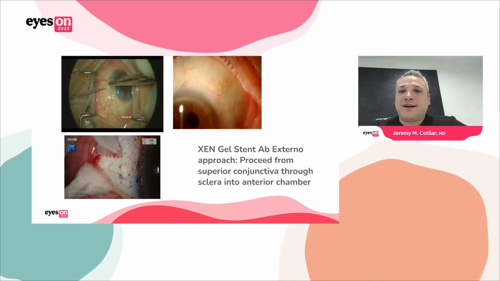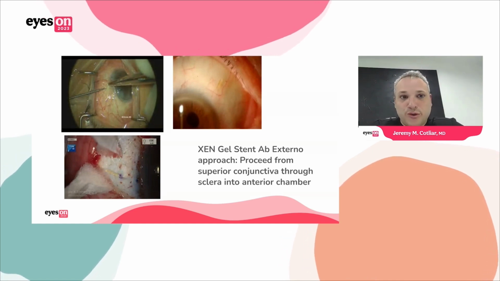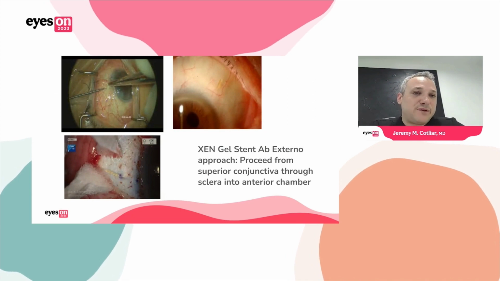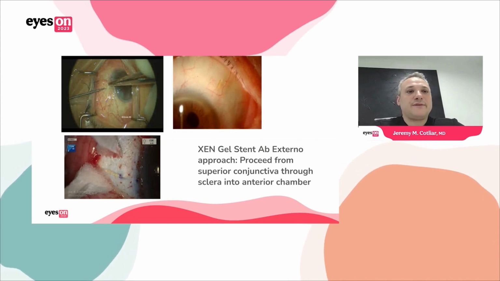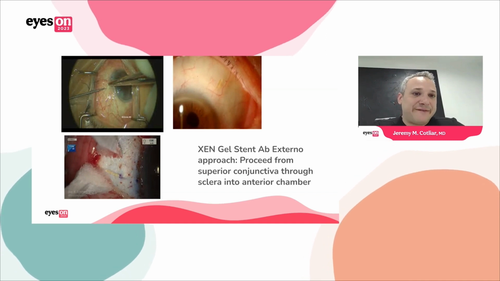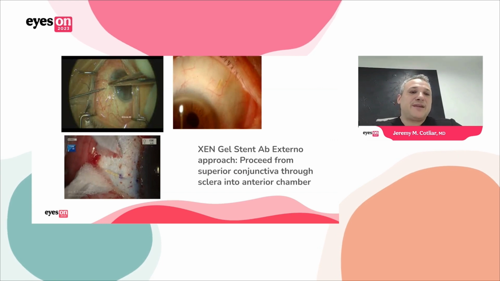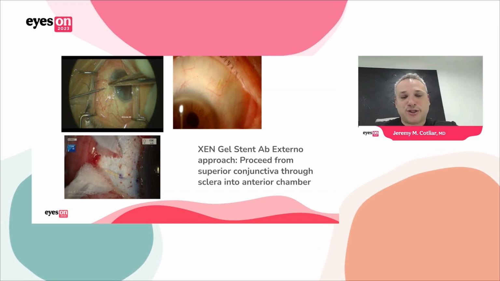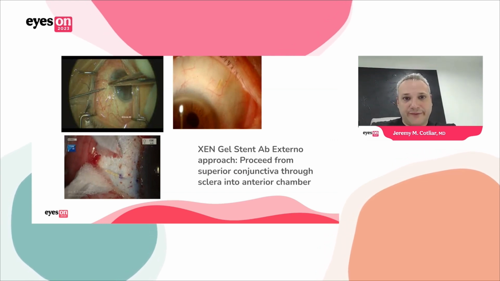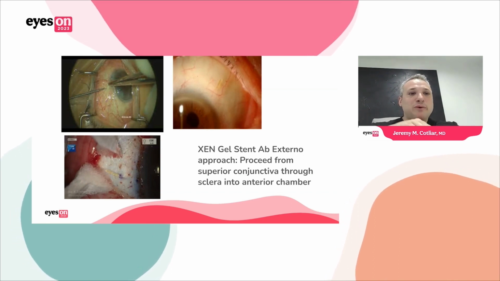Here, this is the way I do it. The only way I do it is the ab externo approach. Starting from the top left, you see this surgeon chose not to dissect the conjunctiva, which is not the way I typically do it. I open up the conjunctiva and do cautery and have a nice bare sclera to inject the device. The needle goes through the sclera and goes all the way to the hub.